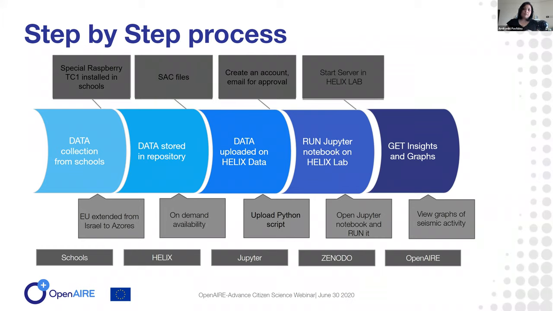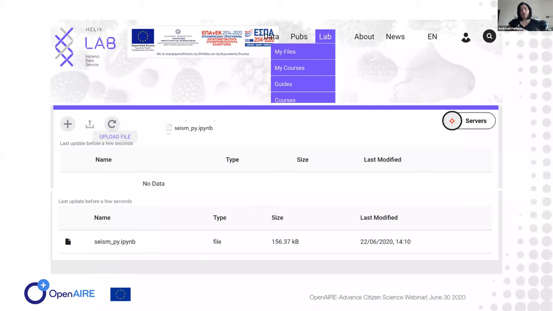So the new actors here are not just schools, it's also Helix, the Jupyter software, also Zenodo, because you can, of course, use your output and upload what you found, and OpenAIRE. So let's see how it goes again, step by step. I created my account. I had sent an email, so I got my approval. So I see here the menu, lab. If you don't get approved by the administrator, you don't see my files and my courses. You only have two of these options, so you need to get approval. Once you are there, you can upload a file. Here there is a screenshot of the Python script dedicated for that purpose that you can use. Of course, we can share it. It's not something secret.